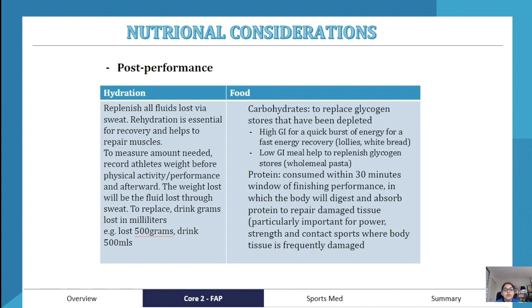Food. So again, with both carbs and proteins, you need to replenish the stores. Carbohydrates replace glycogen stores that have been depleted. High GI for a quick burst of energy and faster energy recovery, like lollies and white bread, and low GI like wholemeal pasta and brown bread to help replenish glycogen stores in the long term. Protein is consumed within a 30 minute window of finishing performance, in which the body will digest and absorb protein to repair any tissue damage. That is very important, particularly for power, strength, and contact sports where the body tissue is frequently damaged. So this is more immediate, 30 minutes after play.